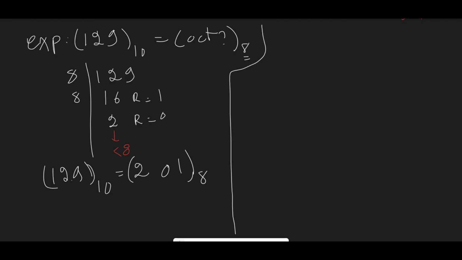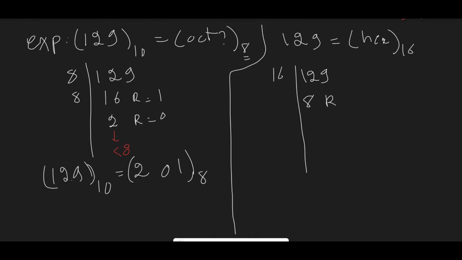Convert 129 to hexadecimal number system. To convert 129 to hex, in hex the base is 16, so we divide by the base, by 16, and we get 8 with remainder 1. Since 8 is smaller than the base, we can stop here. So 129 in hex will be equal to, we take the quotient and the remainder, 81.